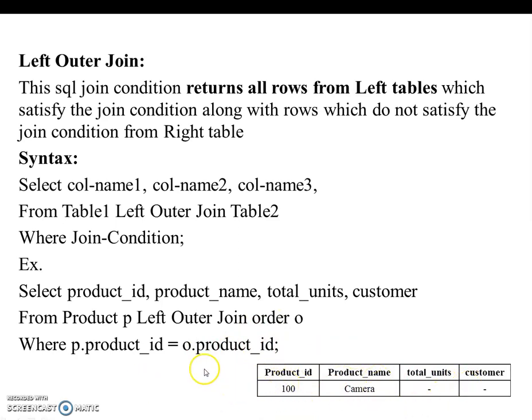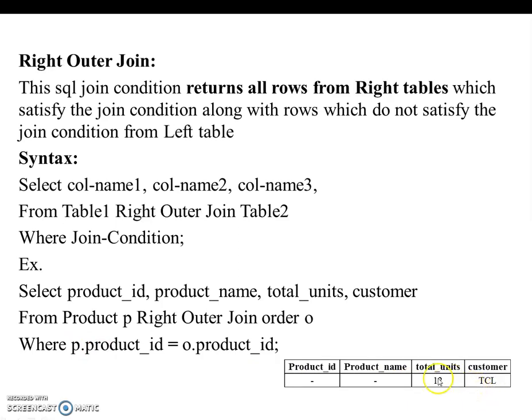So for this case, a matching row is available from the left table, hence whatever is displayed over here, this 100 and camera, is from the left table. What is not available in the right side table is represented by null or a dash. Next one is the right outer join.